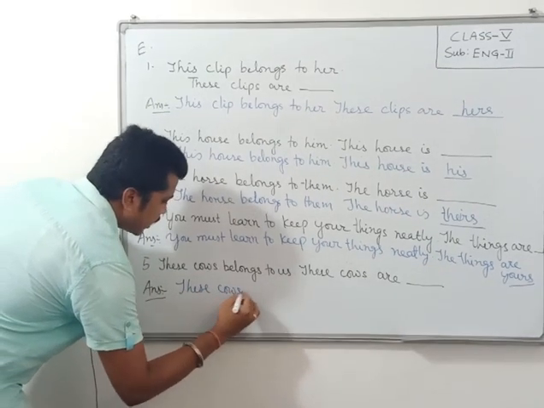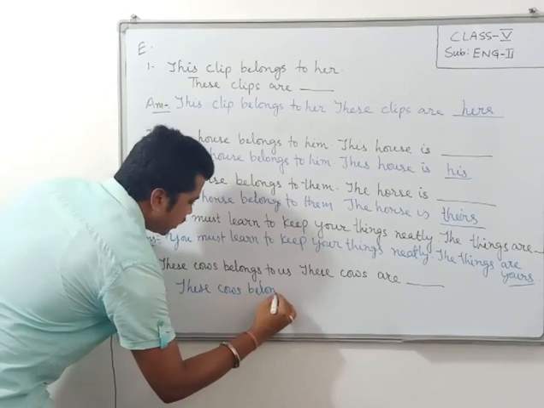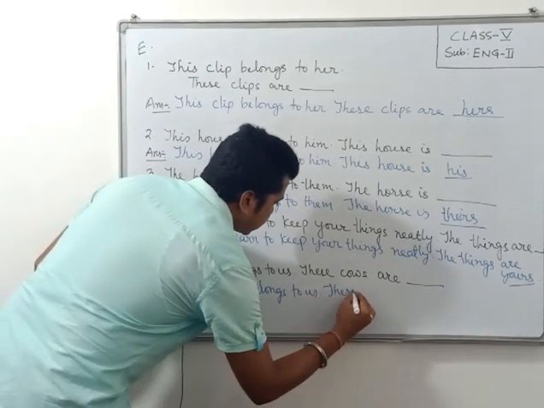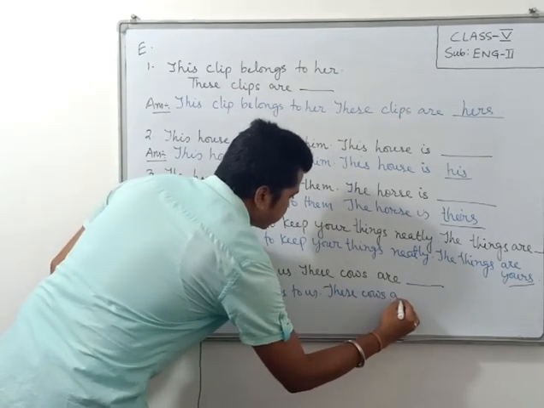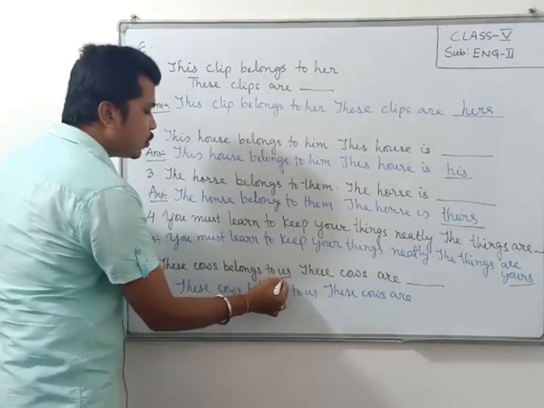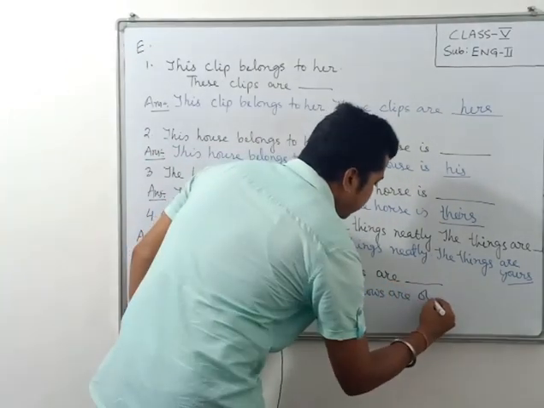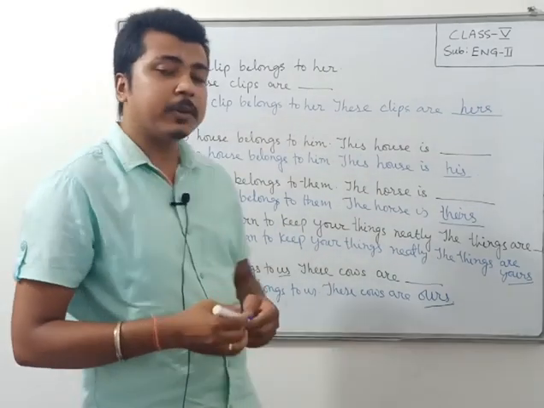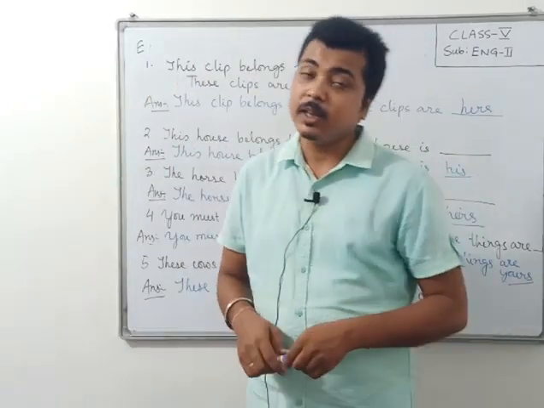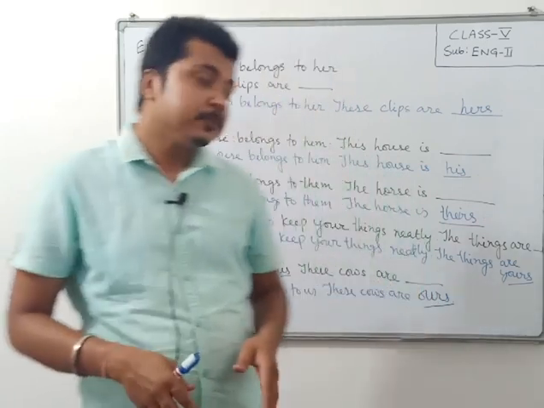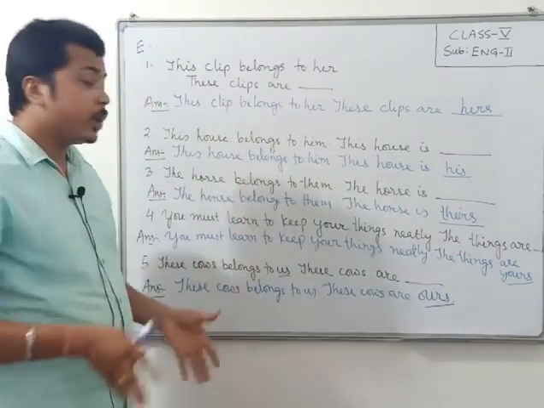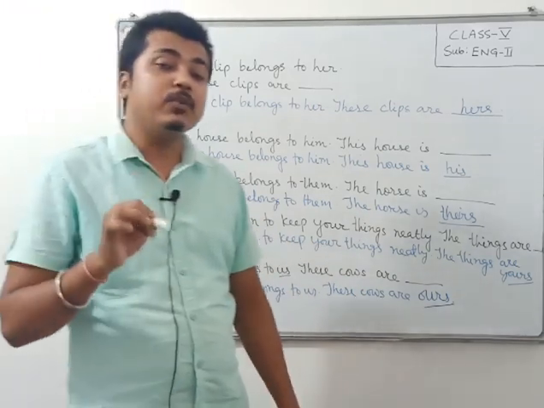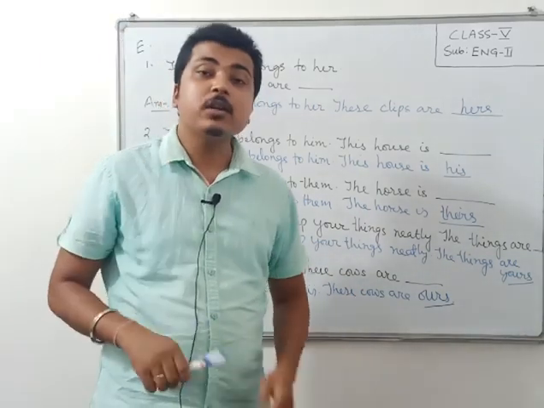Always rewrite the question. I am also writing it once again, isn't it? Belongs to us. These cows are, from us it will be changed into ours. Okay, these cows are ours. O-U-R-S, ours. So I hope you have understood possessive pronouns, what they mean, dear student? They show possession. Okay, now I want you all to copy down whatever is written thoroughly, each and every word, in your notebook.